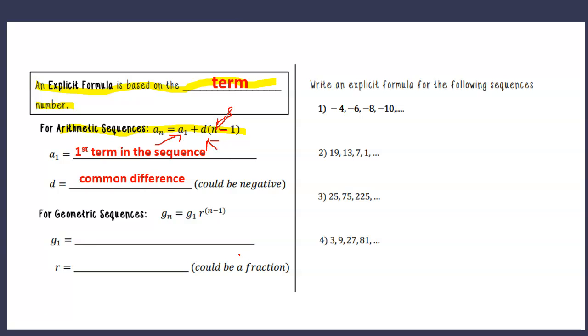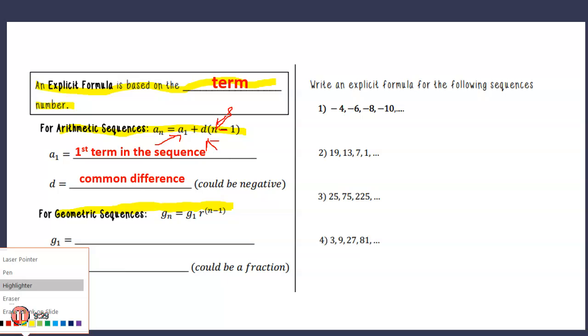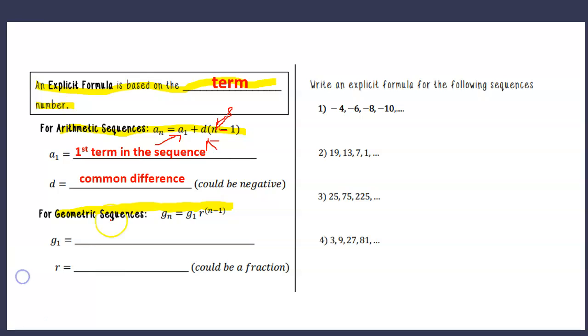Once you get that part written in, go ahead and add another bullet point, and we're going to copy down the equation for the geometric sequence explicit formula. The only thing it's missing is a little multiplication symbol, like a dot right here. So we're going to add that in. Your explicit formula for a geometric sequence, and again, you do not have to memorize this one either, it will be given to you, is g sub n equals g sub 1 times r to the n minus 1 power.